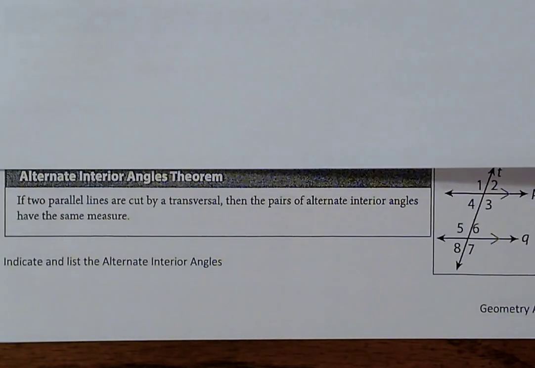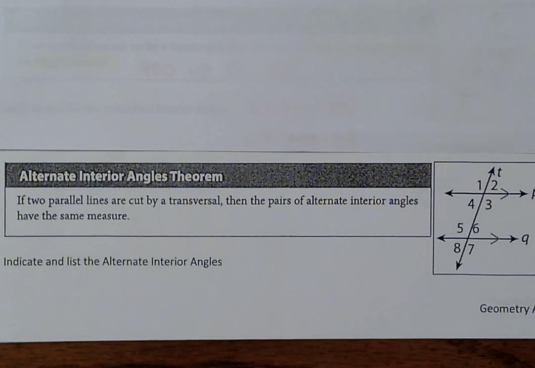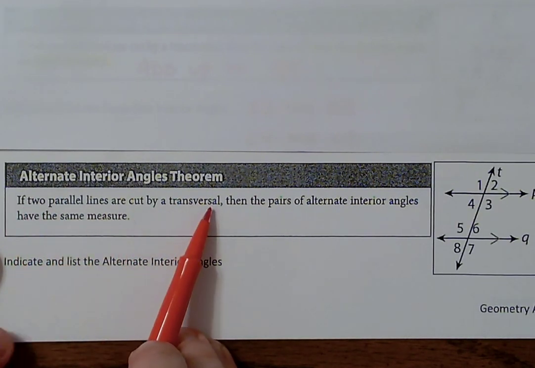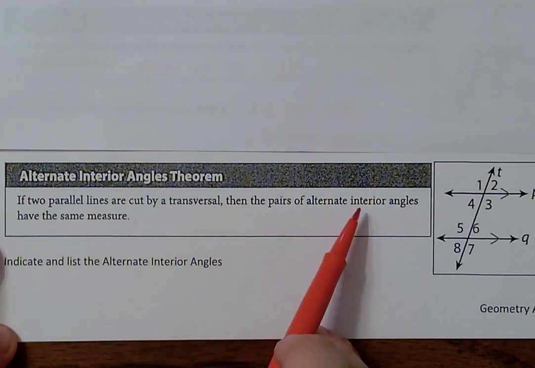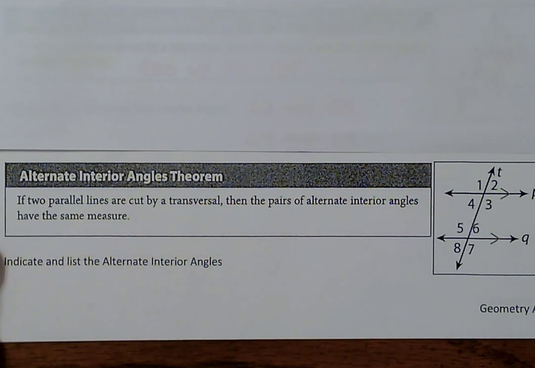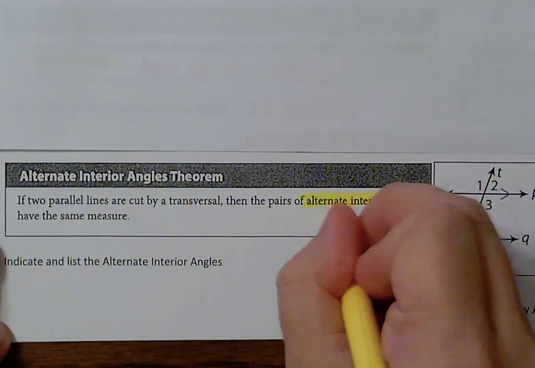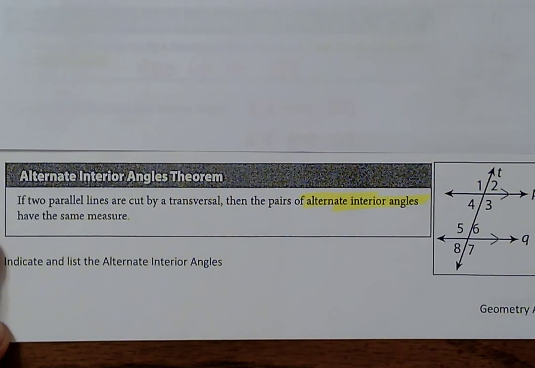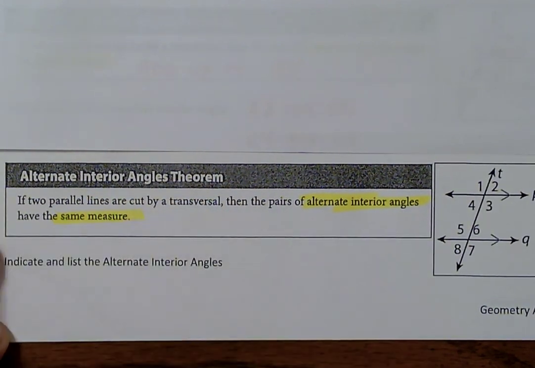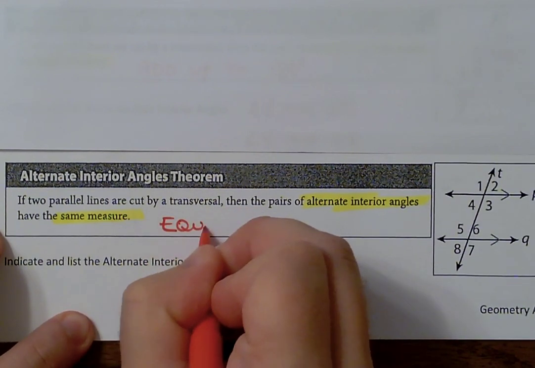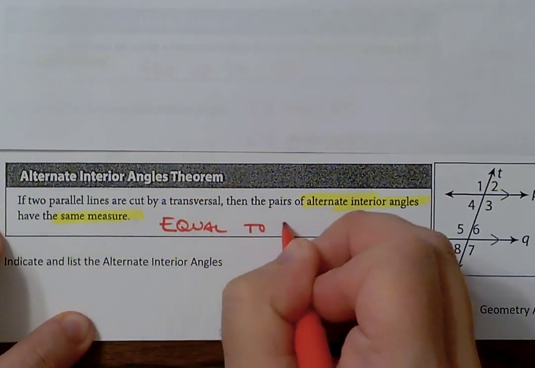All right, next, we are going to take a look at alternate interior angles. The alternate interior angles theorem states, if two parallel lines are cut by a transversal, then the pair of alternate interior angles have the same measure. Meaning, whenever you have two angles that are alternate interior, they have the same measure, which means they are equal to each other.